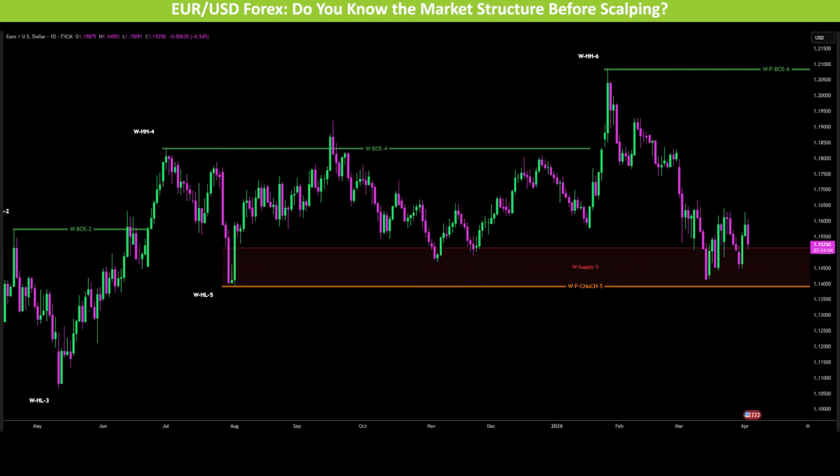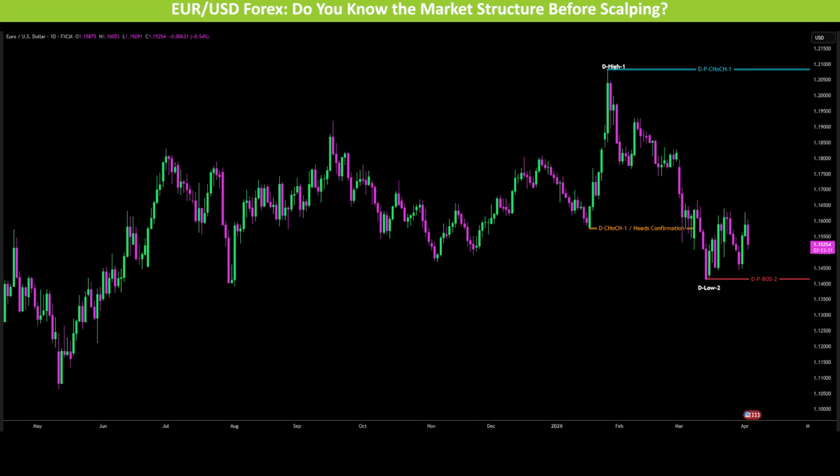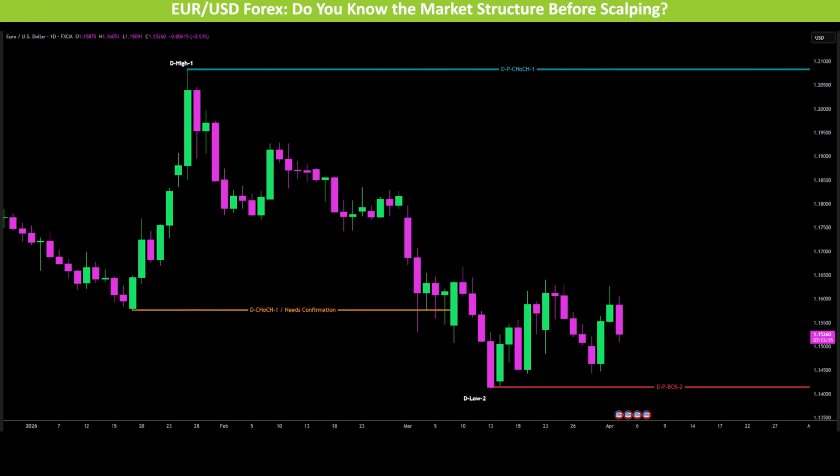Now looking at the daily time frame, this entire structure is developing inside the retracement that is currently happening on the weekly time frame. In other words, what we are seeing here on the daily chart is the internal structure of that last weekly pullback. We begin with daily high 1, which is the same as weekly higher high 6.